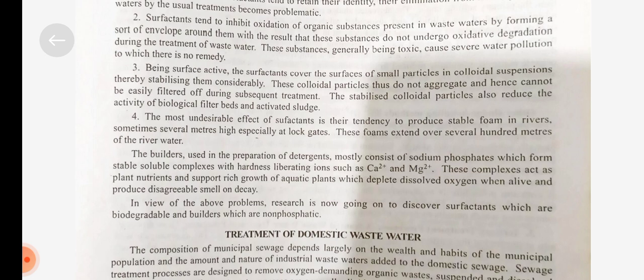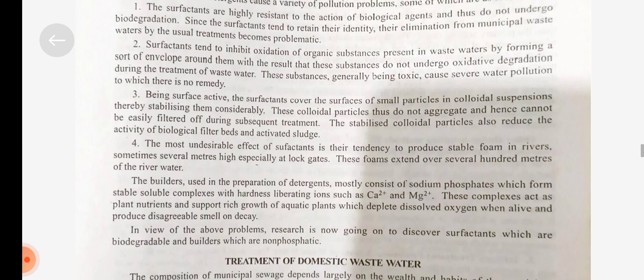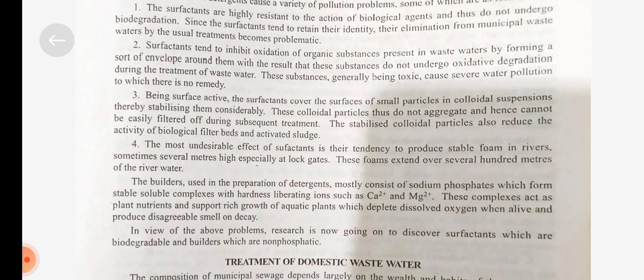Being surface active, the surfactants cover the surface of small particles in colloidal suspensions, thereby stabilizing them considerably. These colloidal particles do not aggregate and hence cannot be easily filtered off during subsequent treatment. The stabilized colloidal particles also reduce the activity of biological filter beds and activated sludge. The most undesirable effect of surfactants is their tendency to produce stable foam in rivers, sometimes several meters high, especially at lockets. This foam extends over several hundred meters of the river waters.